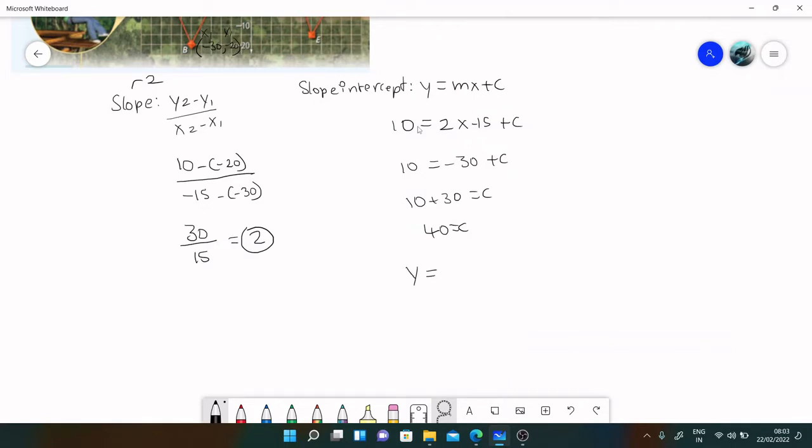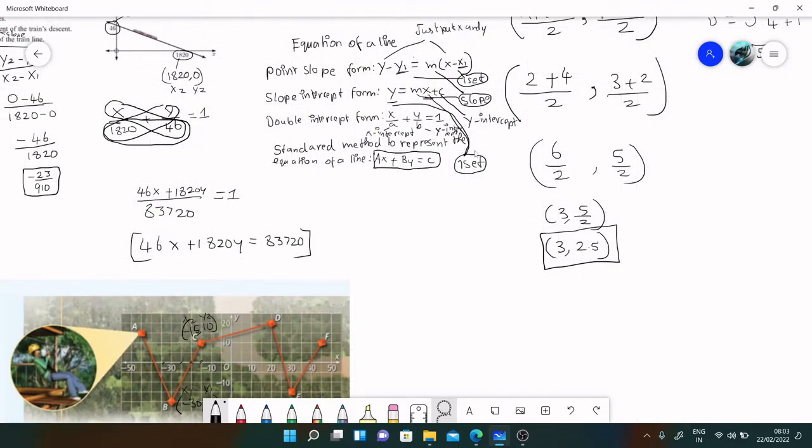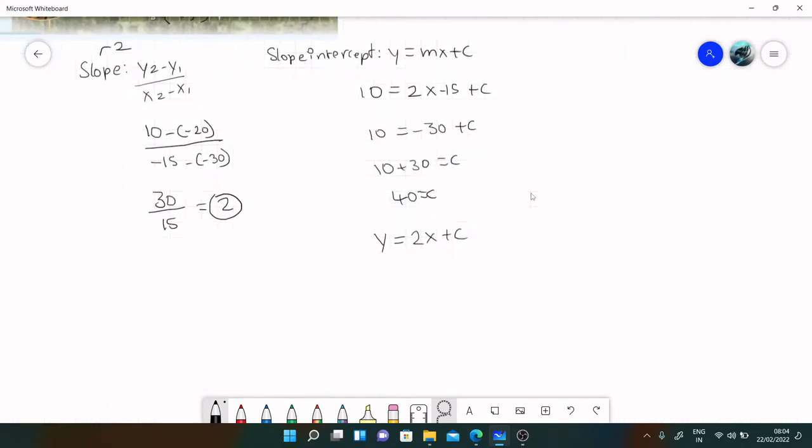X and y, we are going to leave it like that. Y equals 2x plus c. I told you already, in the slope intercept form, y and x, you're just going to leave it. When finding it, you can use it at last when you're presenting your answer in slope intercept. You just want to give the slope, it's 2x plus 40. You just want to give the slope value and your c value, that is your y intercept.